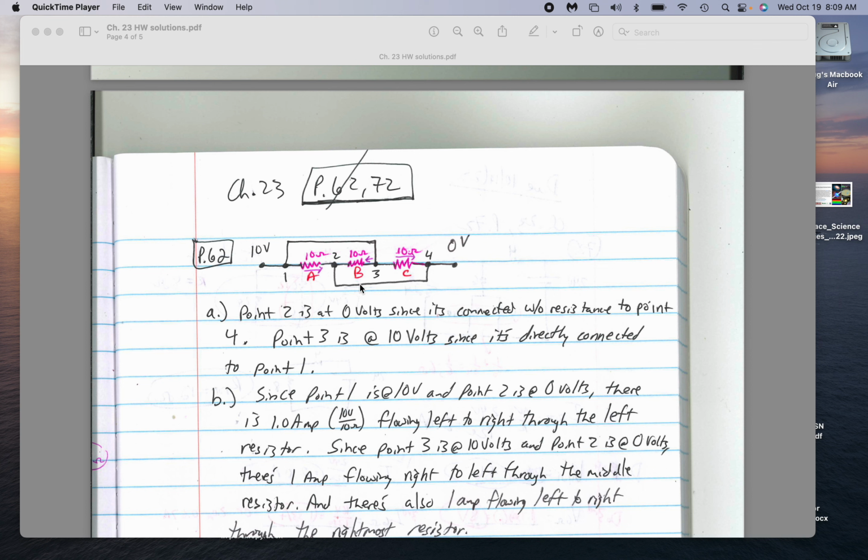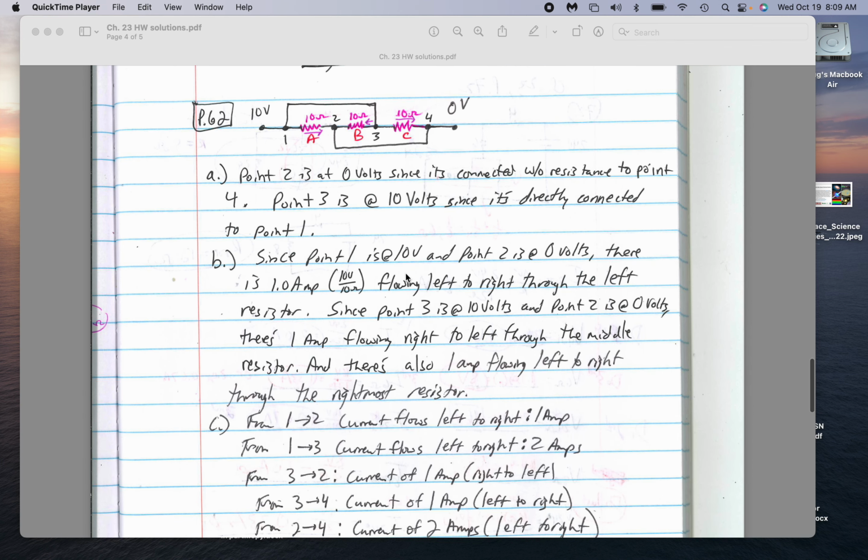Here at 3, I've got 10 volts, 2, I've got 0 volts, 10 ohms in between. That's 1 amp flowing to the left because 3 is at a higher potential than 2. Here I've got 0 volts at 4, 10 volts at 3, 10 divided by 10 ohms is 1 amp. 3 is at a higher potential, so the current's flowing to the right.